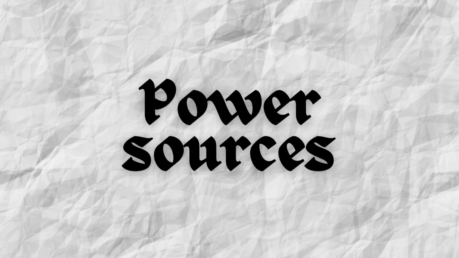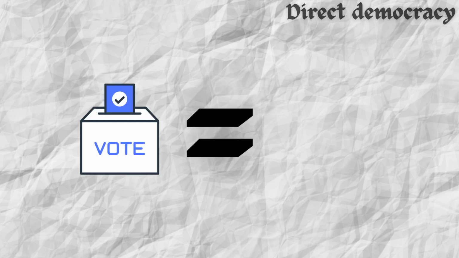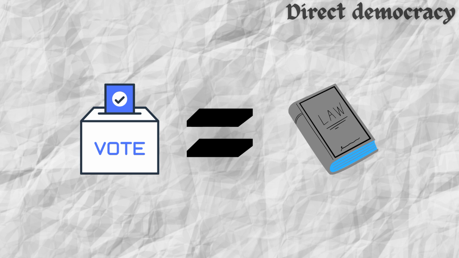Now that we've looked at some possible power structures, let's look at your options for the power source. There are a lot of them. There are two main paths here, democracy and not democracy. Let's look at some democratic ways to run the country first. Direct democracy. The simplest, although a rare form of democracy. This is where citizens directly vote on actions, majority rules.